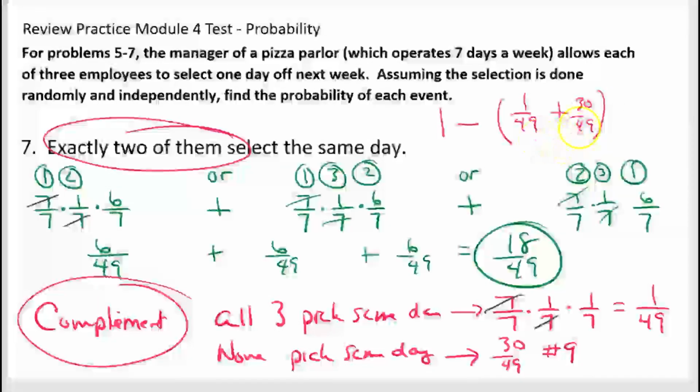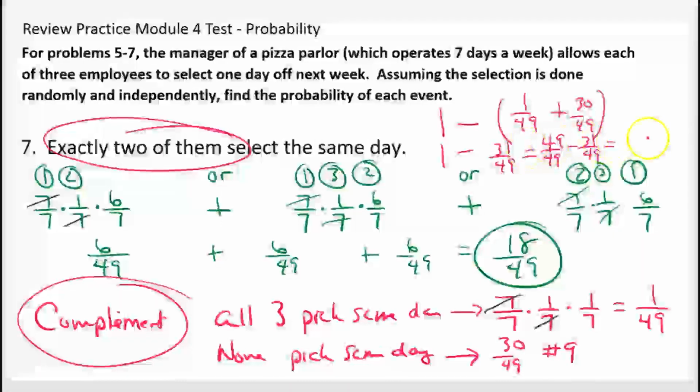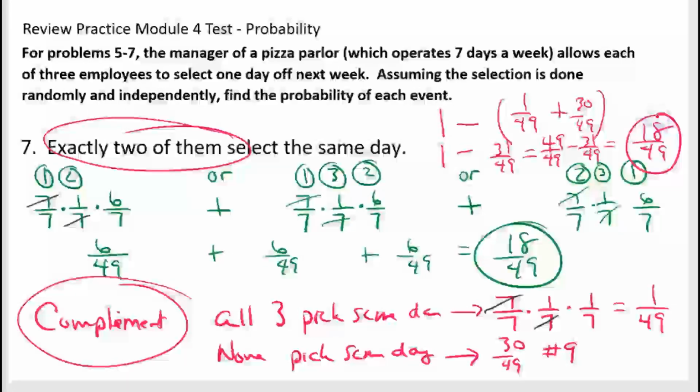And remember, you have to do this parentheses stuff first. So this is 1 minus 31 over 49. Now, when I find a common denominator, I have to change this 1 to 49 over 49 minus 31 over 49. 49 subtract 31 does give me 18 over 49.